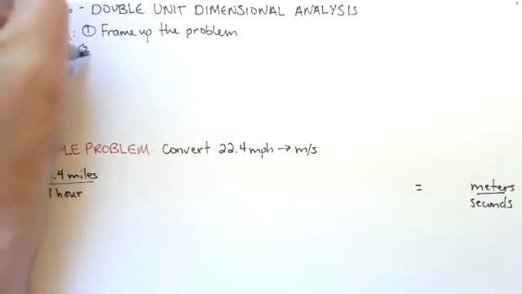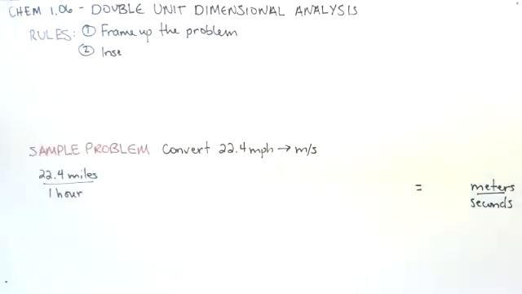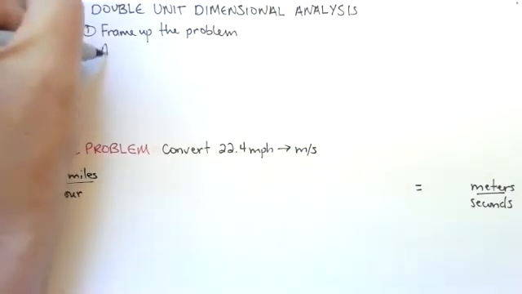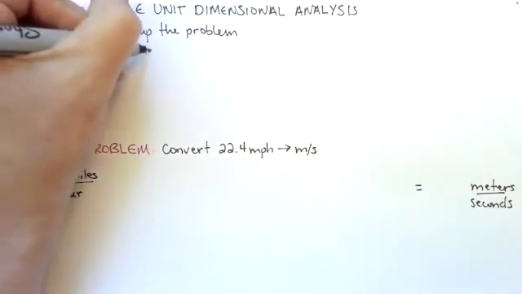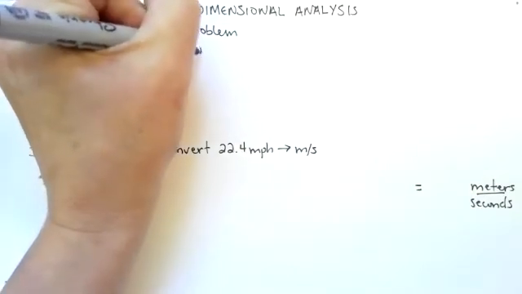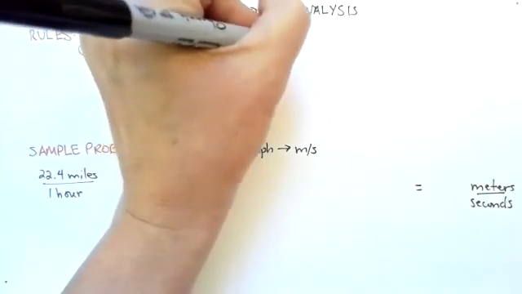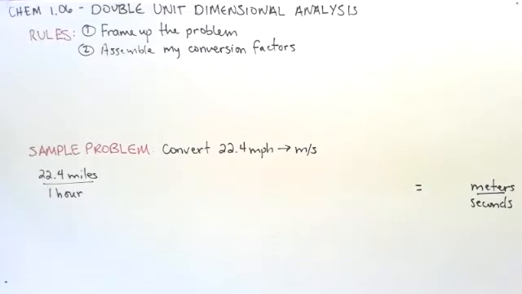The next step that I need to do is to insert, I'm sorry, that's a mistake, assemble my conversion factors. So I don't want you to even consider what do I want to do to get from here to here. I just want you to think in terms of, well, here I'm looking at hours and here I have seconds. So what units do I know that have to do with time? I know that I have 1 hour is 60 minutes.